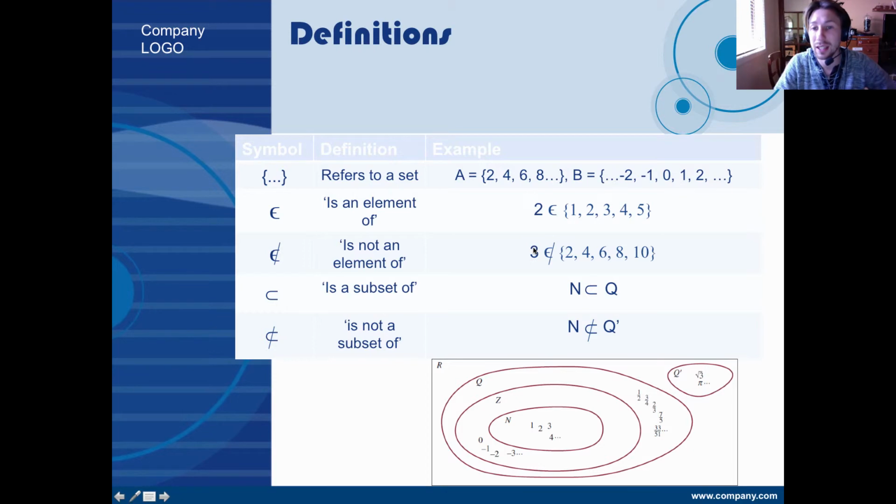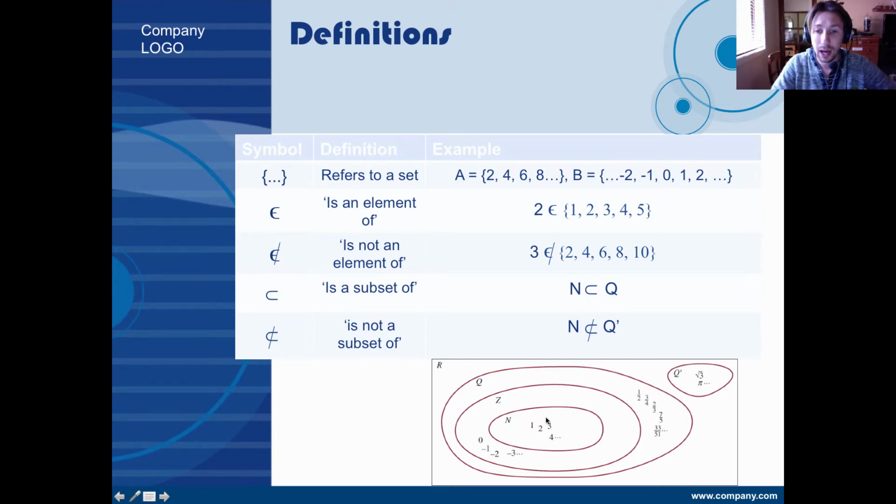So if we have a look here in this example, you can see that 3 actually isn't an element of this set here because 3 is not actually in it. Now, this one here is a bit of a harder one that people generally struggle with, and that is this symbol. It means it is a subset of.